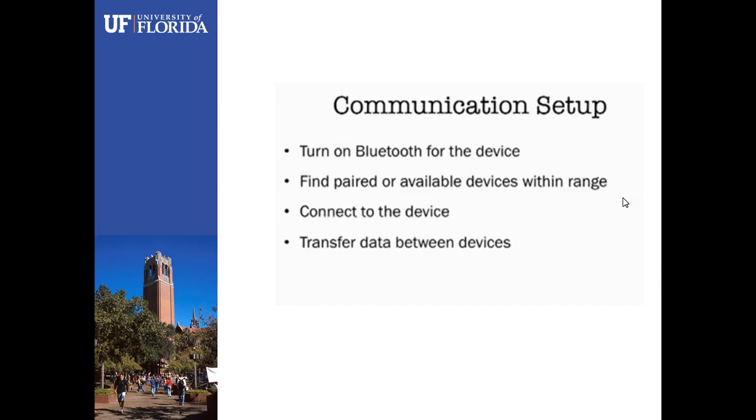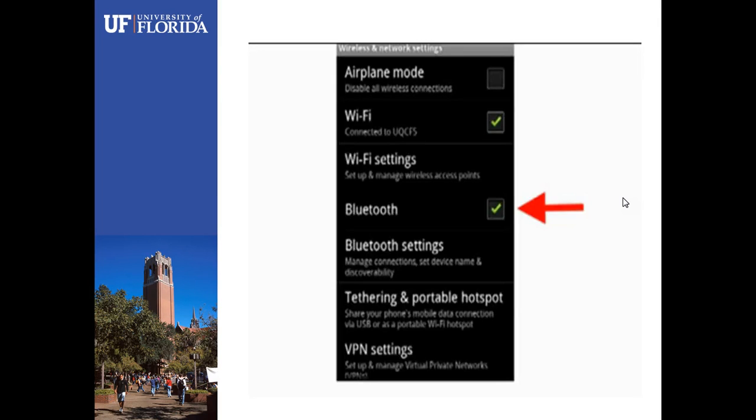Communication setup: turn on Bluetooth for the device, find paired or available devices within range, connect to the device, transfer data between devices. In our case, it is not actually a transfer but sending of a broadcast message just in case of a distress signal situation. Like you can see, the Bluetooth should be on, and the Bluetooth settings should allow pairing with the other device. This is the primary requirement to operate under this mode.